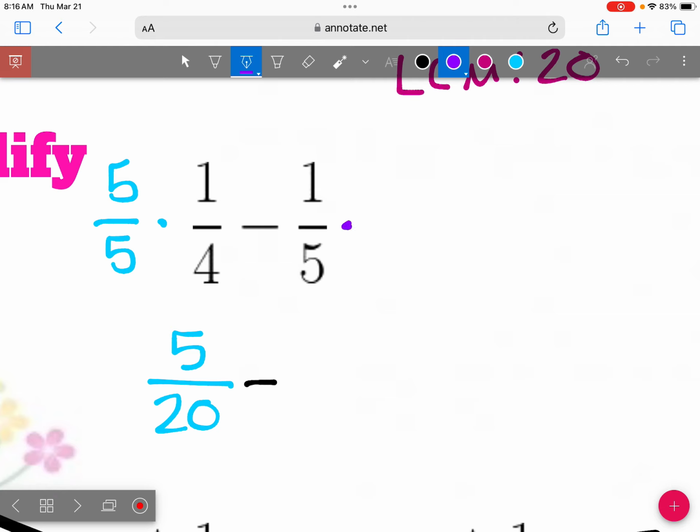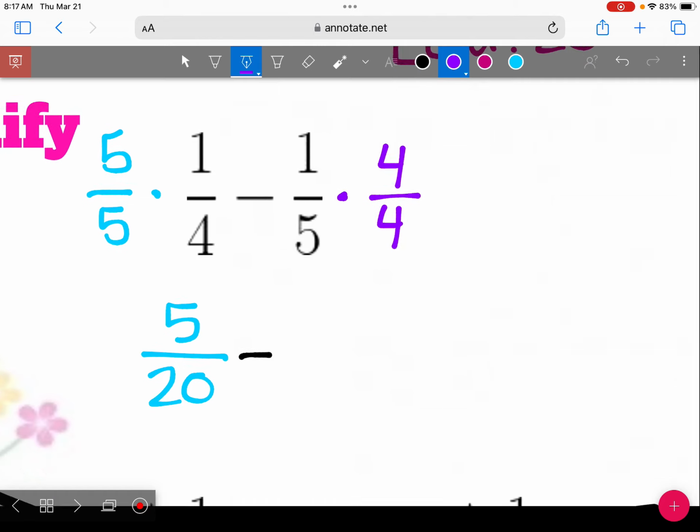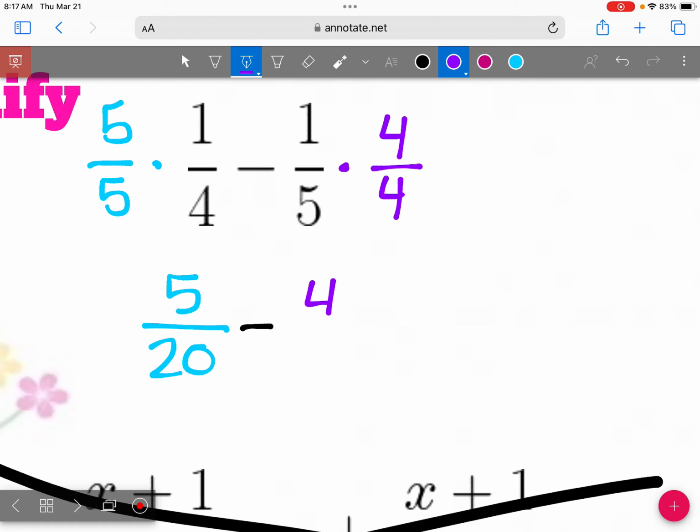Over here, we need to multiply my denominator by 4. But again, I can't just multiply by 4 alone. I need to multiply by 1. So we're going to have 4/20.